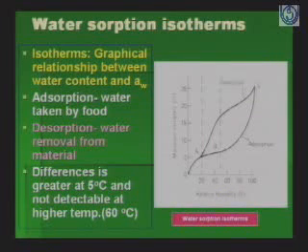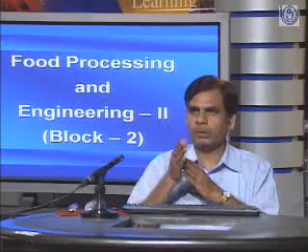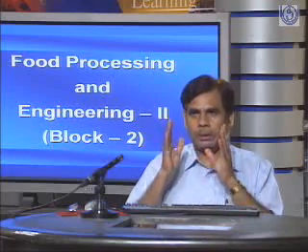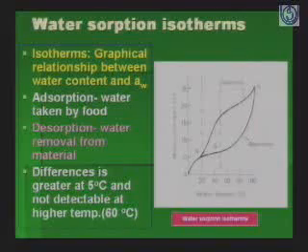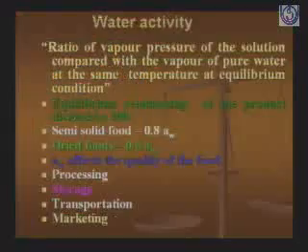Moisture lost by the food is called desorption. This difference is greater at 5 degrees centigrade, and not detected at the high temperature of 60 degrees centigrade. Here in the figure, on the right hand side, there is a formation of a loop. You can see the water is taken up by the food, which is absorbing as the relative humidity increases. The upper curve is the desorption, where the food is losing moisture as the relative humidity is lowered.